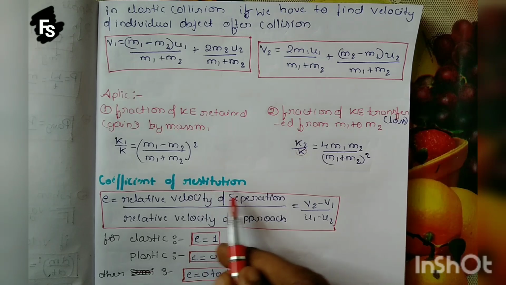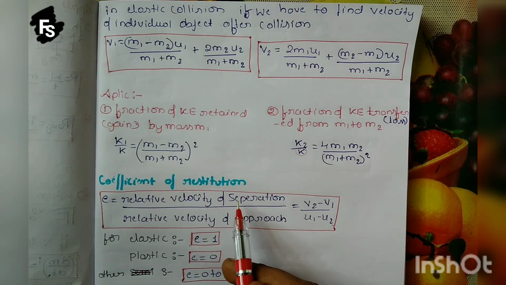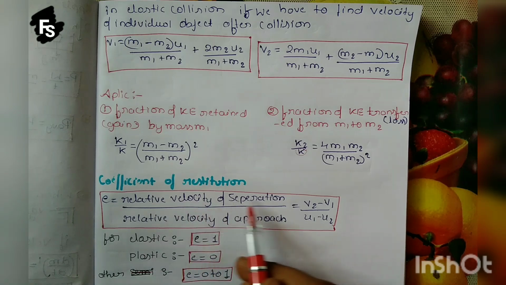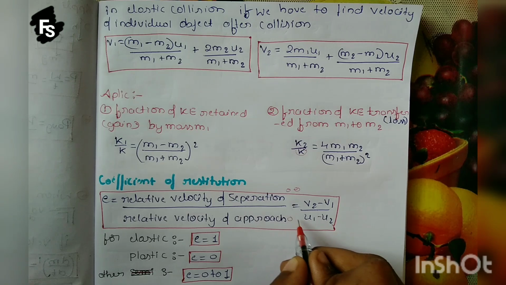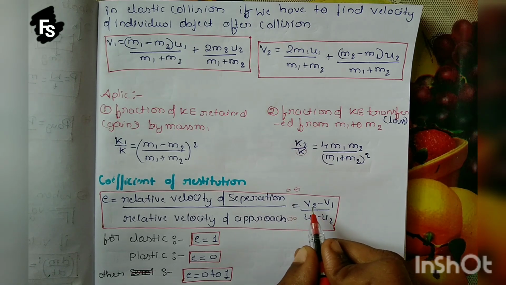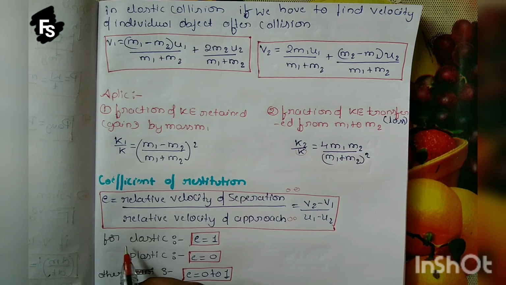Then what is the coefficient of restitution? E equals relative velocity of separation by relative velocity of approach, which means after collision they separate from each other, by before collision they approach each other. So E is equal to (v2 minus v1) by (u1 minus u2).